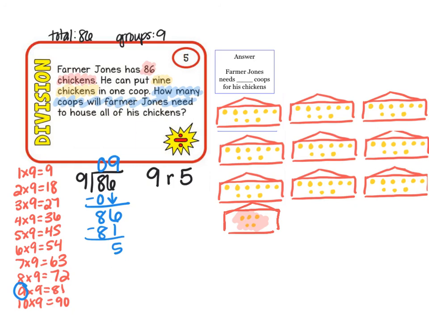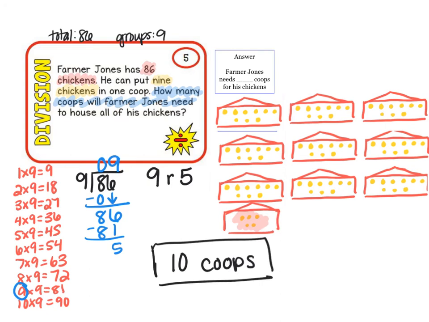But we still need that extra coop, even though it's not going to be full. So for this problem, we needed to add one because of our remainder. So really, Farmer Jones needs 10 coops to house all of his chickens. Because if he only had 9, which is the number we had in our original quotient, he wouldn't house all of his chickens. He would still have 5 chickens out in the cold and the danger. So he needs 10 coops to house all of his chickens.